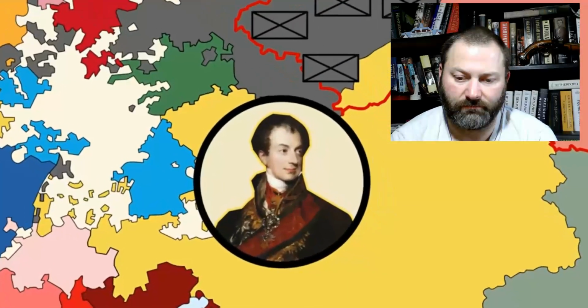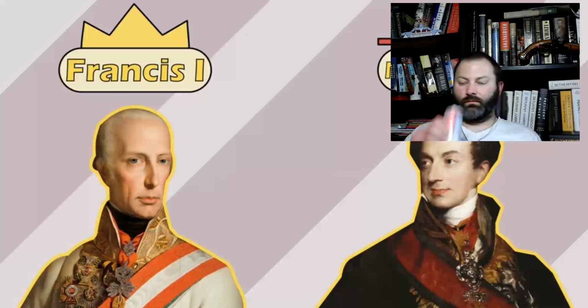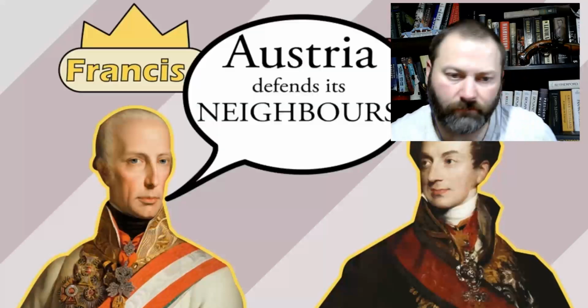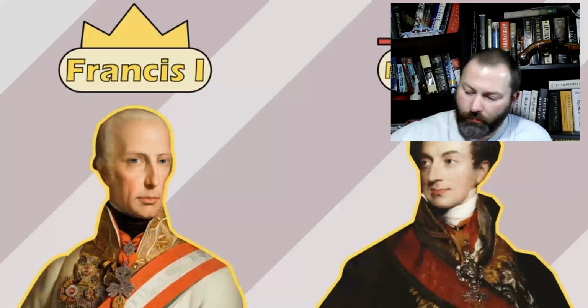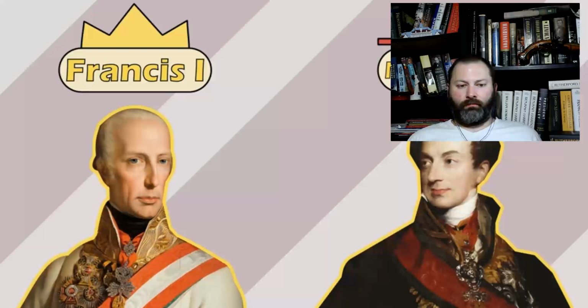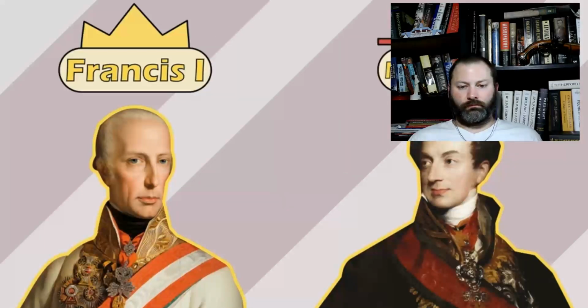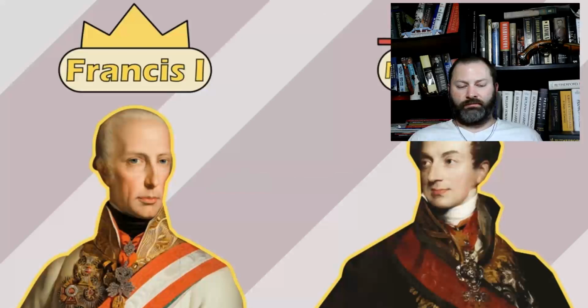The Austrian Emperor Francis summoned Metternich and chastised him for using the Kingdom of Saxony as a bargaining chip. Austria was trying to position itself internationally as the defender of the rule of law and the defender of the rights of smaller Central European states. They couldn't credibly do this if they sold their neighbors up the river at first opportunity. Emperor Francis told Metternich that the Kingdom of Saxony must survive the negotiations, and it must survive at least half of its current size. This made Metternich's task infinitely more complex.